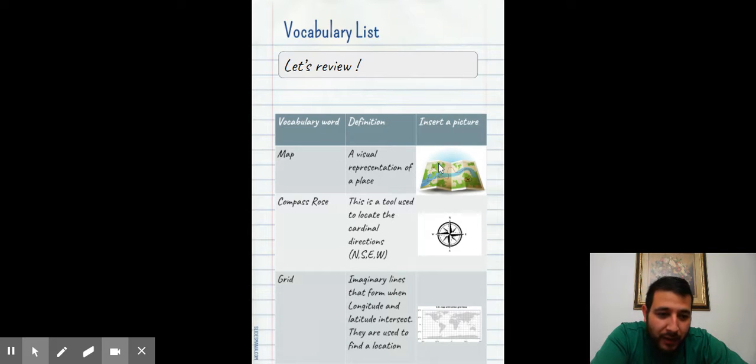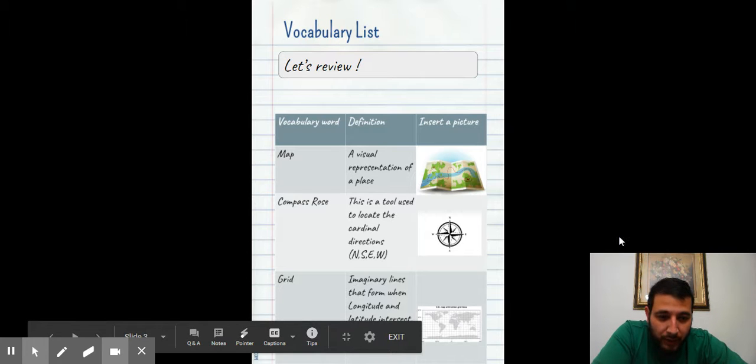So the first one, a map. It's a representation of a place. You can have a map of a video game, a map of your house, a map of the climate, a map of everything. You can pretty much do a map out of anything. The compass rose is the tool that we use to locate all the directions. So you have north, south, east, and west. And if you want to be a little more specific, you have the in betweens: northeast, northwest, southwest, southeast. But you're going to see them more tomorrow.